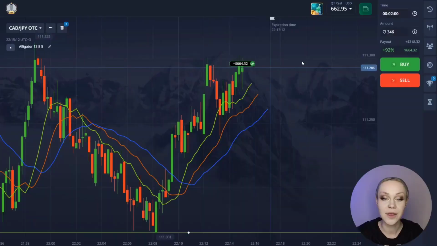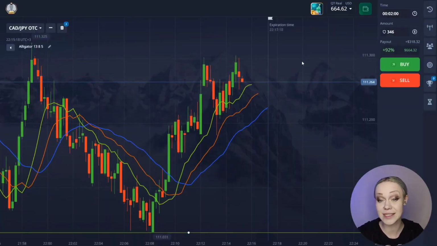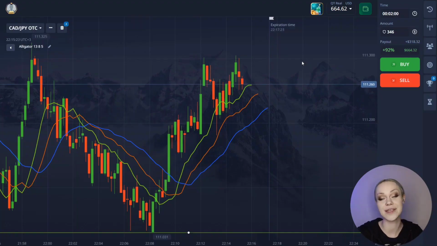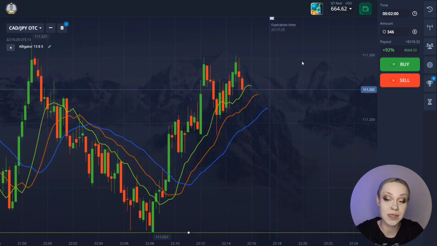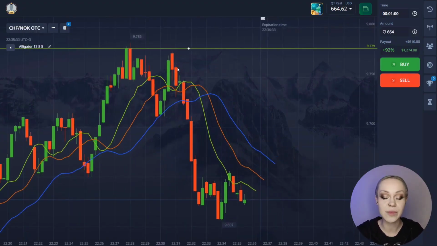Let's continue. The price is moving according to our scenario and is showing good growth. Thus, this trade brings us profit. The indicator was right again and showed us a good entry point. And 2 minutes was enough for us. Now let's continue and find another working case. Here the price shows a strong decline from the resistance level.